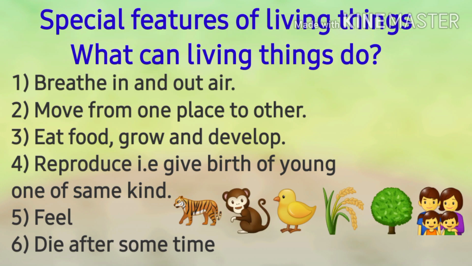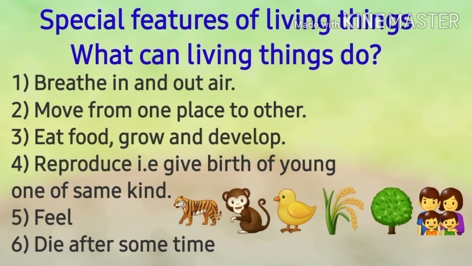Now let's learn about the special features of living things. What can living things do? All living things breathe air. They cannot live without air. Living things can move on their own. Birds fly. Dogs and cats can walk. Fish swim. Living things need food. They need food to eat, to grow, and to develop. Living things reproduce. That is, they give birth to young ones of the same kind.